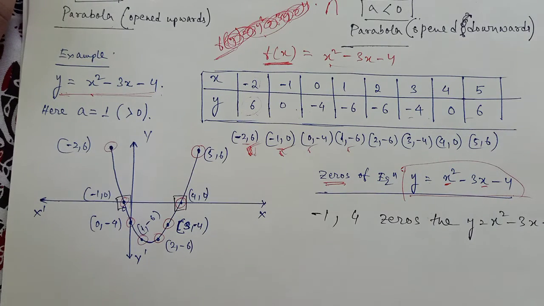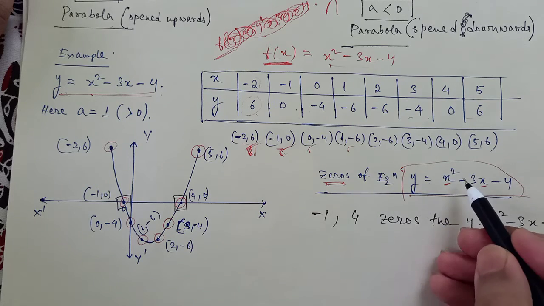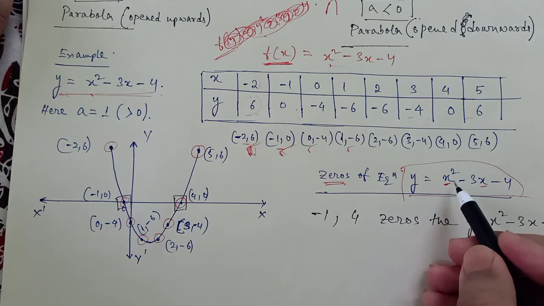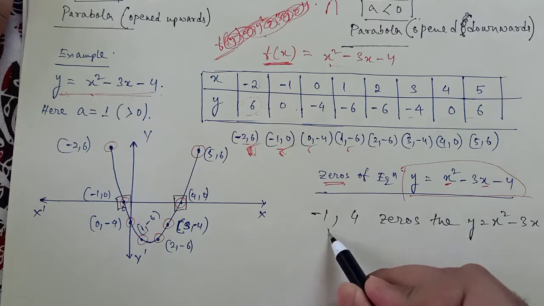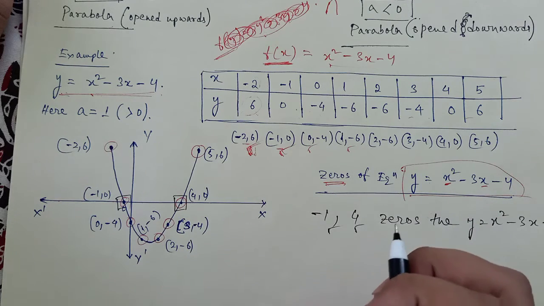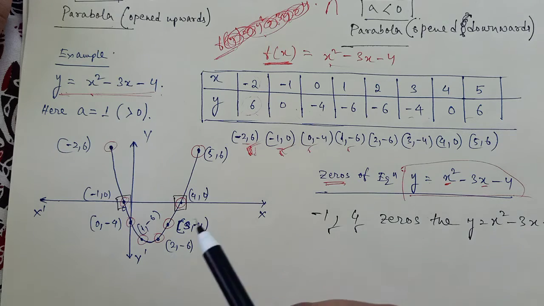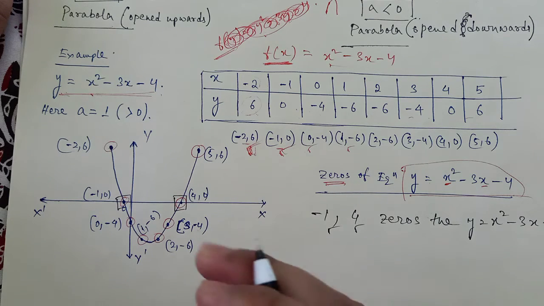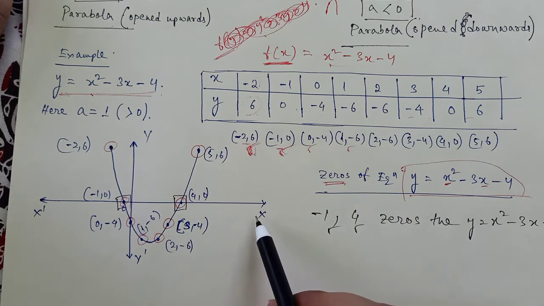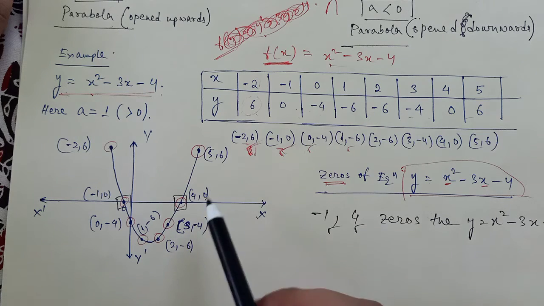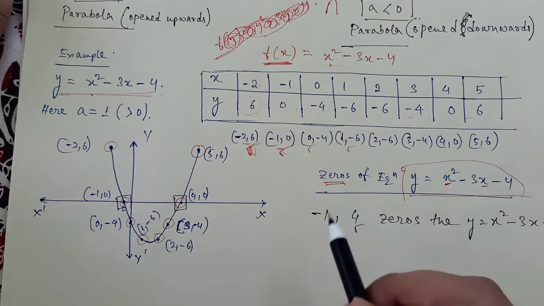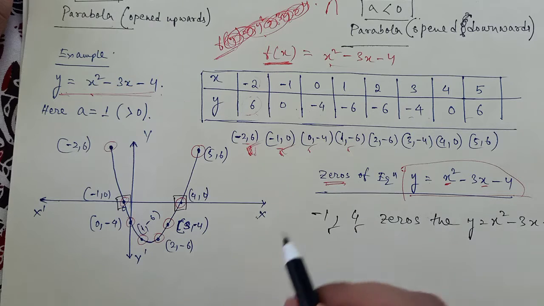So first of all, as this is a 2-degree polynomial, that is a quadratic polynomial, we are getting 2 zeros. The zeros are nothing but the points where the curve cuts the x-axis, that is the independent axis. Here x is the independent one, right? So we have to see where the curve is cutting or coinciding with the independent axis.